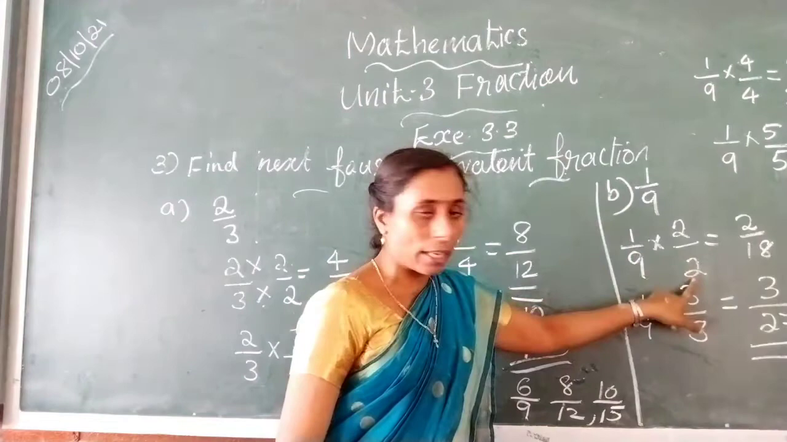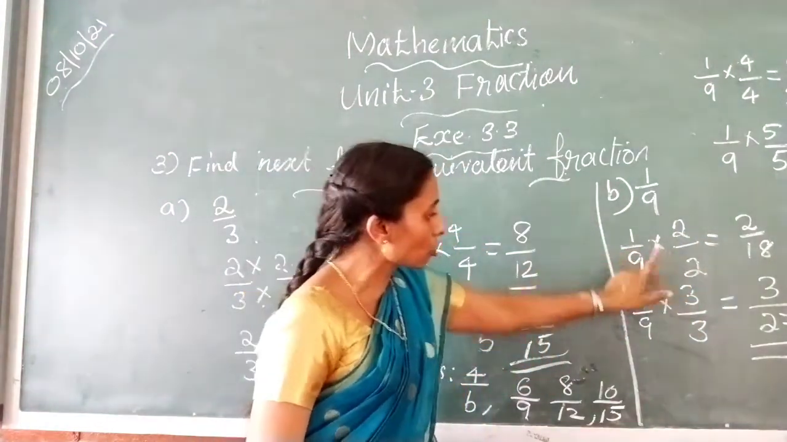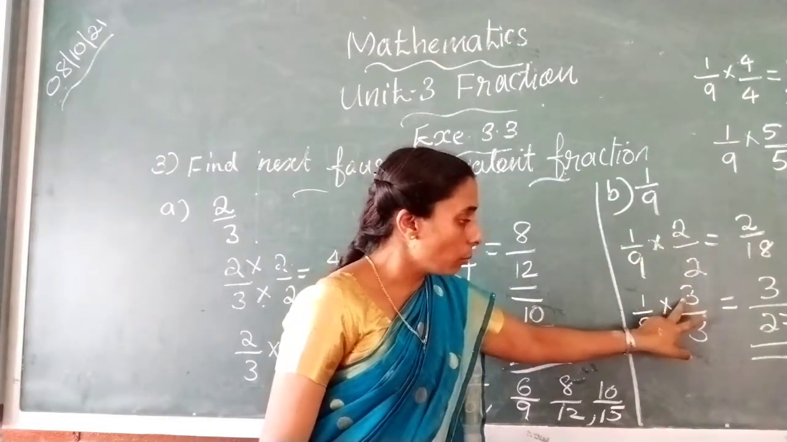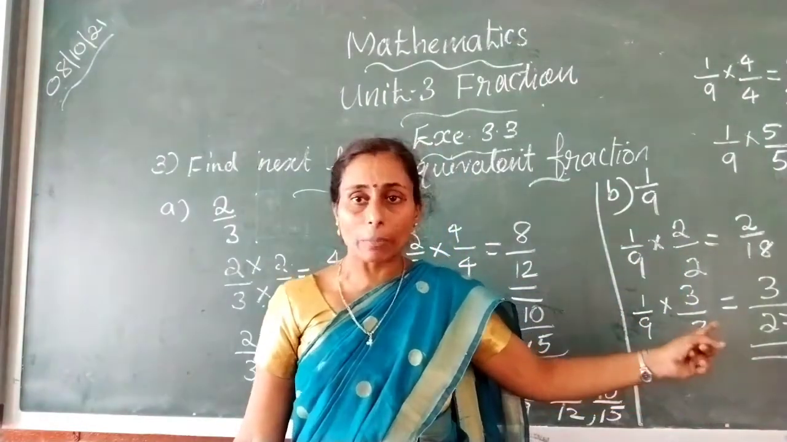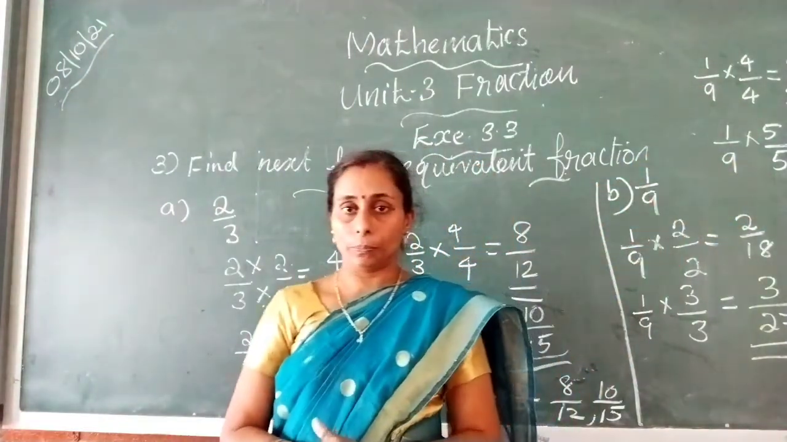Both the numerator and denominator we multiply by 2, and we get the first one. Then both the numerator and denominator multiplied by 3, we get the next. Then 4 and 5, the next four.